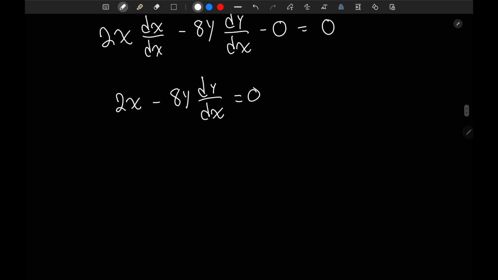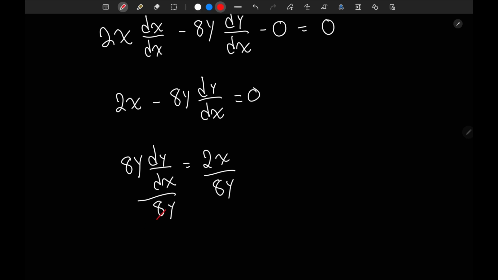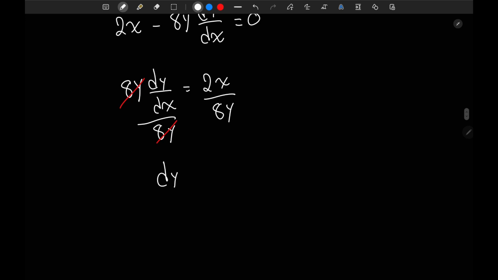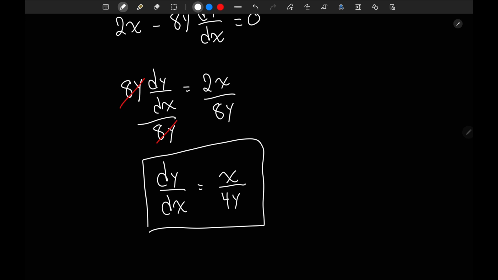Now we simply isolate for dy/dx. So we move this negative 8y dy/dx over, and I'm just going to write that on the left here, is equal to 2x. Now we can divide out the 8y. And we are going to be left with dy/dx is equal to x over 4y. And here's our final answer.